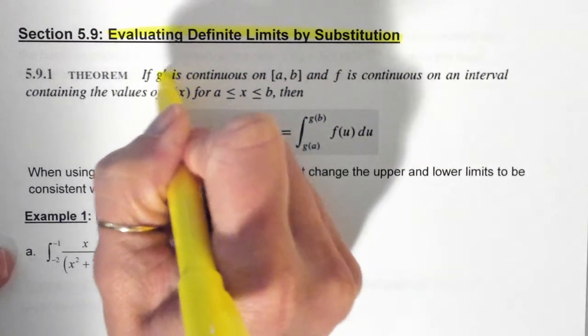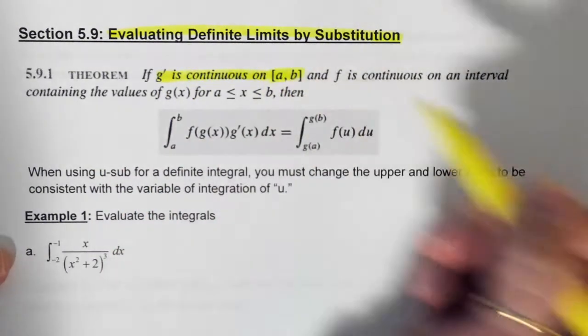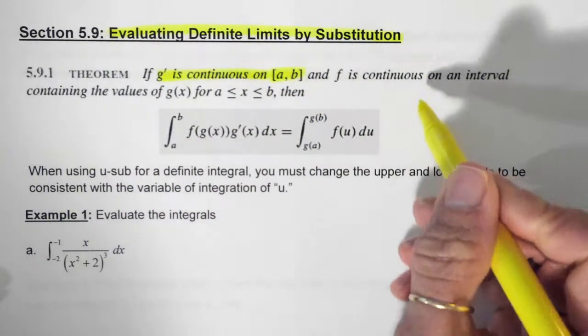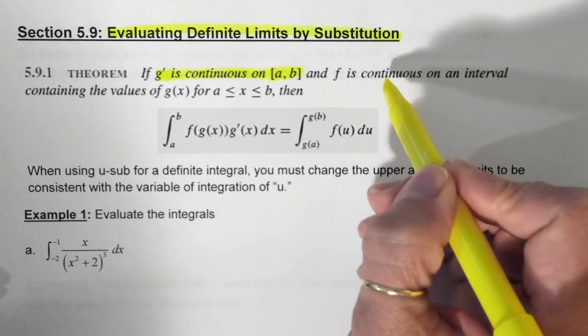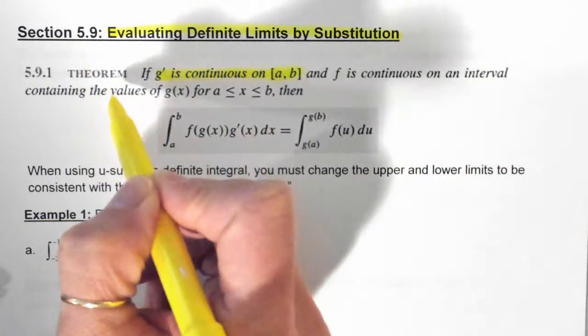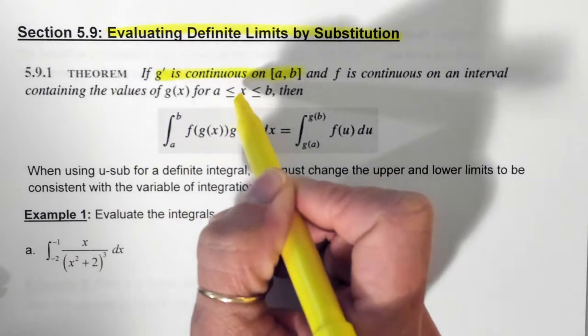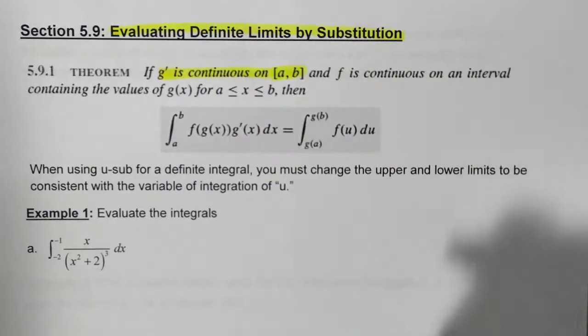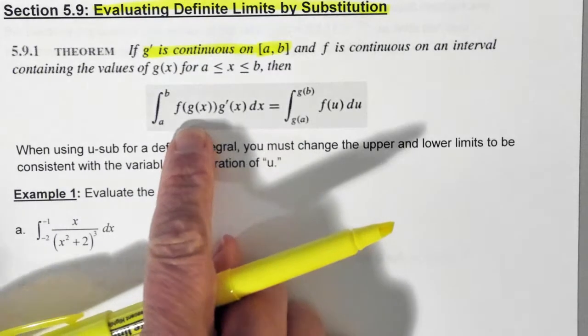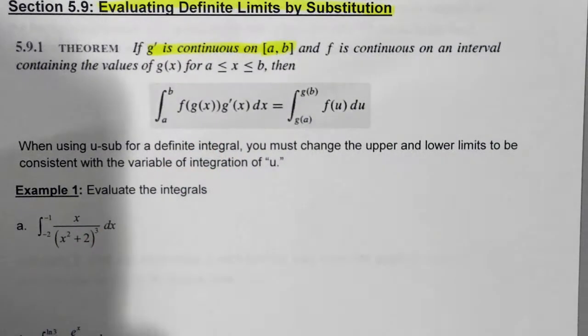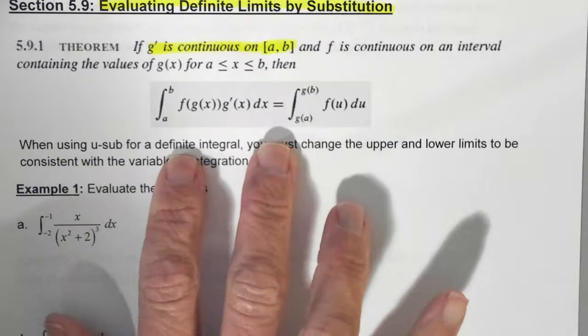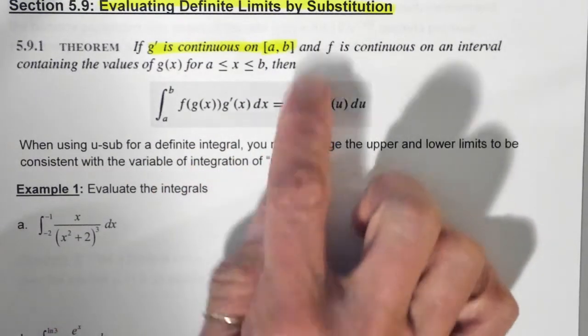If g prime is continuous for all values on the closed interval from a to b, and f is a continuous function on that interval containing the values of g of x for all values between a and b, then the following holds true. So first of all, this is our u-sub, except now we have an upper and a lower bound.